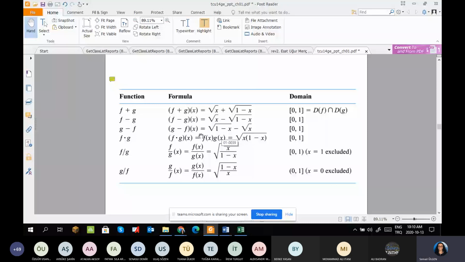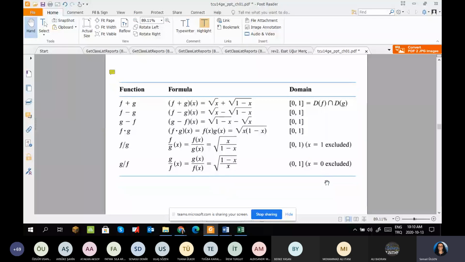But when you take the ratio of the functions, you need more. You look at the denominator, and the denominator can never be 0. So you are going to exclude the point that's going to make the denominator 0. So it's going to be 0 to 1, but 1 is excluded. And similarly, if you look at the domain of g over f, what's the denominator? x, which makes the denominator 0 at 0. So we have to exclude 0 here. That's the story of this page. If you have any questions, let me know.